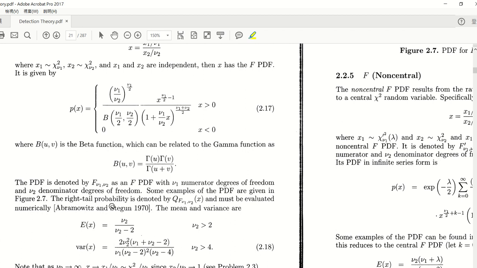The right tail probability is then denoted by Q F v1, v2 of x and must be evaluated numerically. As we mentioned, it has no closed form. If something has a closed form, we are always happy with that. But if it has no closed form, then we just say we evaluate it numerically. And there is a course called numerical methods.